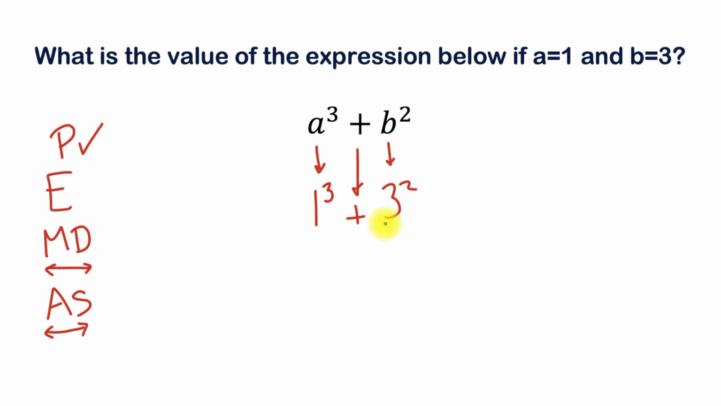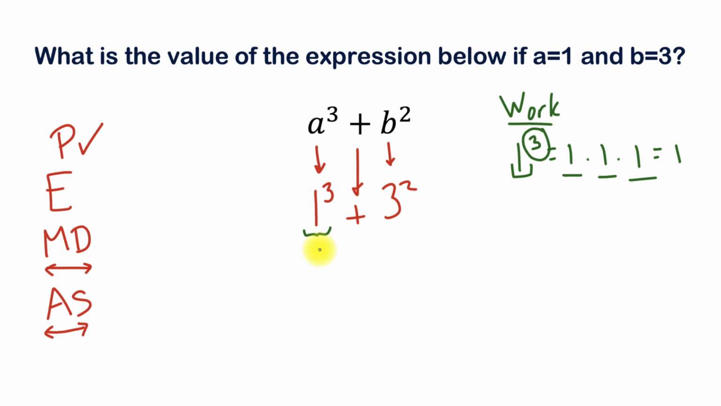So now that we have values in the expression, now we can do our work on the side and figure out exactly what each of these will evaluate into. So let's start with 1 to the third. So 1 to the third power means that we're going to take this exponent, and this exponent is going to tell us how many times we multiply the base by itself. So I'm going to take 1 and multiply it 3 times. So since I'm multiplying it 3 times, I could put 3 little blanks here. And in each of those blanks, I'm putting the base, which is 1. So that's 1 times 1 times 1. And that just equals 1. So 1 to the third power evaluates to 1.